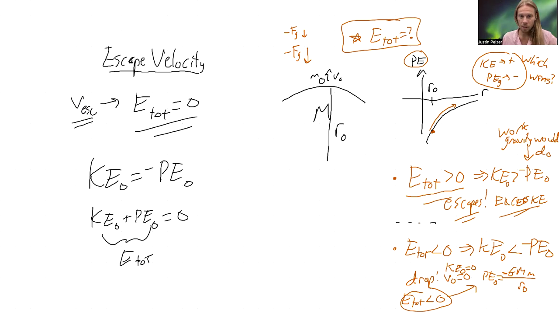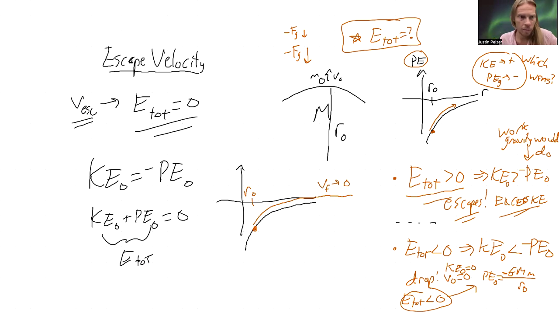What's going to happen here is really cool. Graphically, what's going to happen is that our E total is going to make it such that the object starts out at some R naught. It's going to come out and it's going to asymptotically approach 0. V final will asymptotically approach 0. Here, sorry, I'm going to write it like this.